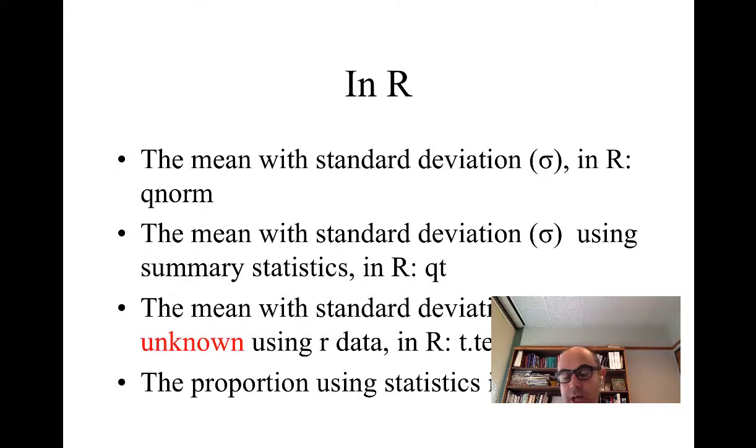Of course, there is the question, how do we apply that in R? So let's go back to what we have covered so far with R. The mean with a known standard deviation in R is usually the function qnorm. The mean with a standard deviation using summary statistics in R is qt. The mean with an unknown standard deviation in R is t.test. And the proportion using statistics in R, again, is qnorm.